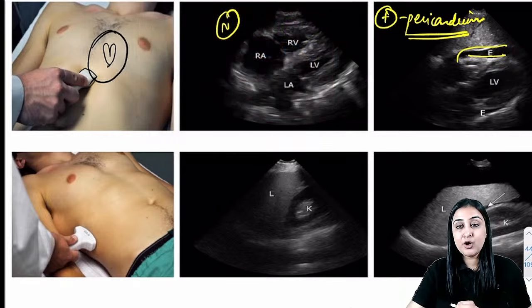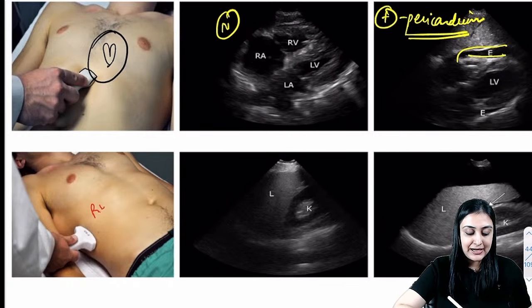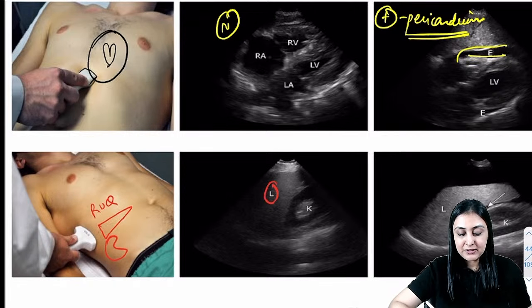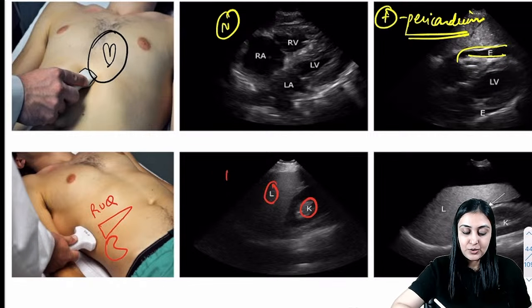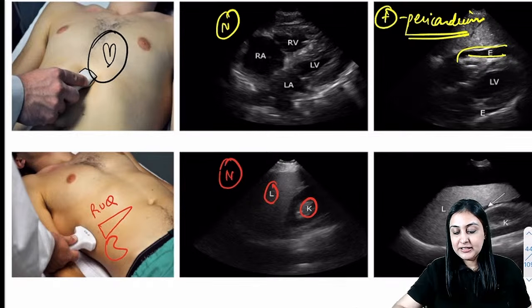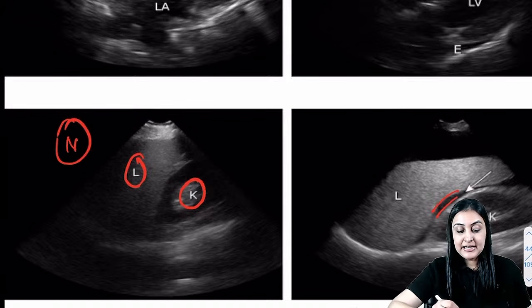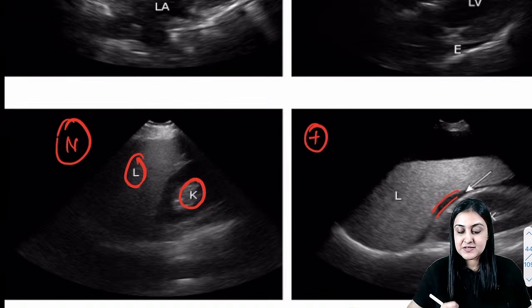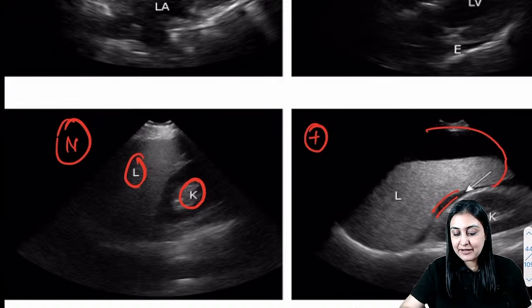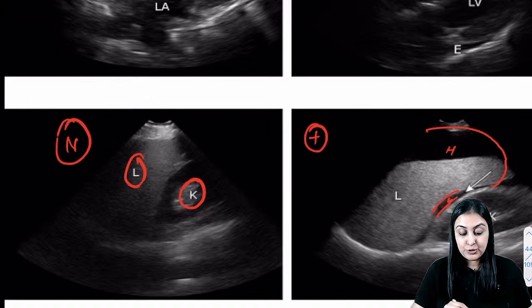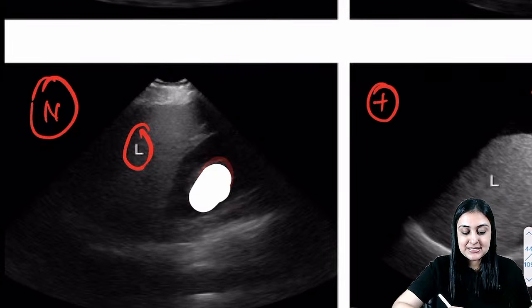3 points in the abdomen: right upper quadrant, left upper quadrant, pelvis. So here I am looking at right upper quadrant in the hepatorenal pouch. So I see the liver, I see the kidney. This is normal ultrasound. On the other hand, when I see black fluid separating liver and kidney, this is FAST positive. This is hemoperitoneum. Can you see this black fluid surrounding the liver? This is hemoperitoneum.